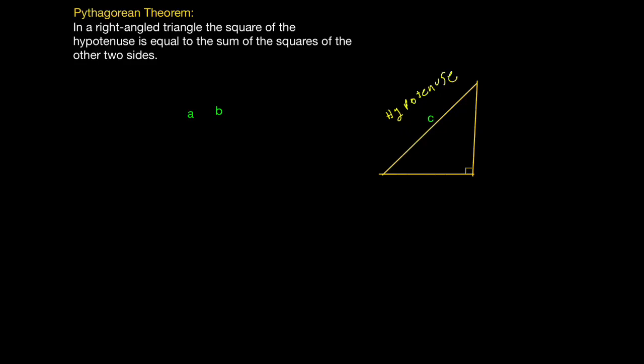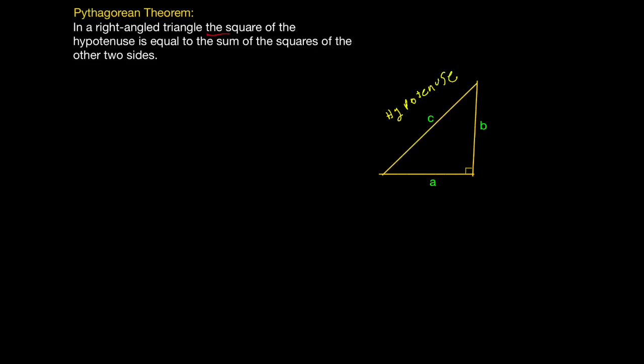The other two sides of the triangle are called legs. And the legs, I'm going to denote them by the variables A and B. And it doesn't matter which one's A or which one's B. However, C does matter. C is always your hypotenuse. Now that I've labeled the triangle, I can properly translate this sentence.